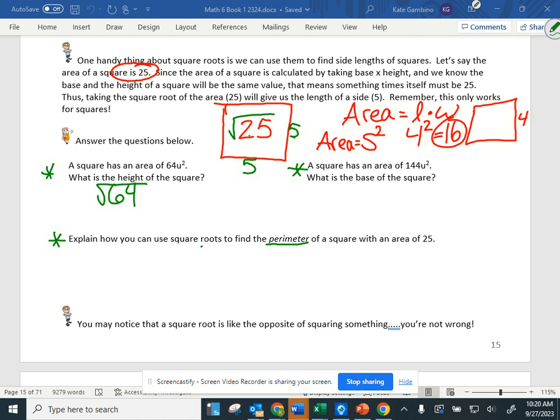You may notice that a square root is like the opposite of squaring something. That's what I've been saying. You're not wrong. Squares and square roots are opposite. 5 times 5 is 25. Square root of 25 is 5. Okay, they work together. They're opposites. Multiplying and dividing, adding and subtracting, squaring and square rooting. Opposites. Any questions on today's assignment?